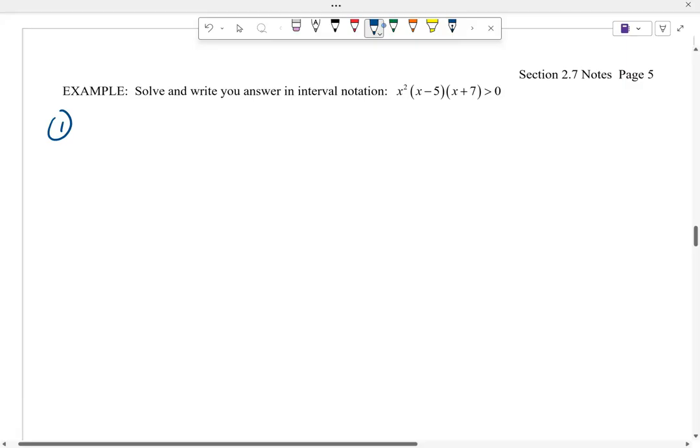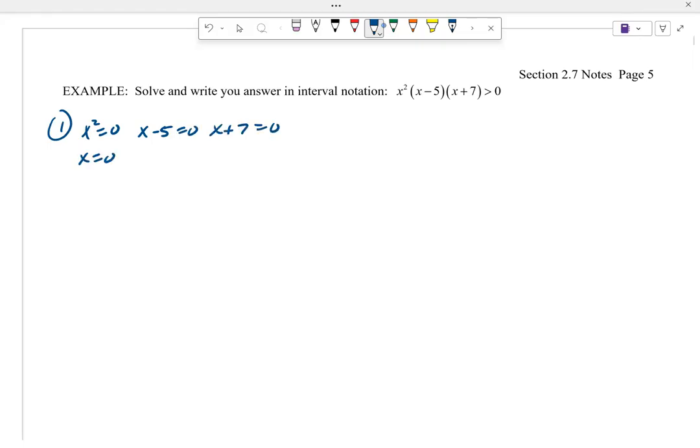Again, I'd get my critical points, set each of these equal to 0, so I get x being 0, x being 5, x being negative 7. That would be on my testing interval: negative 7, 0, and 5.